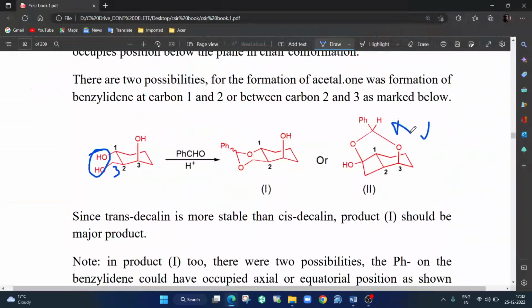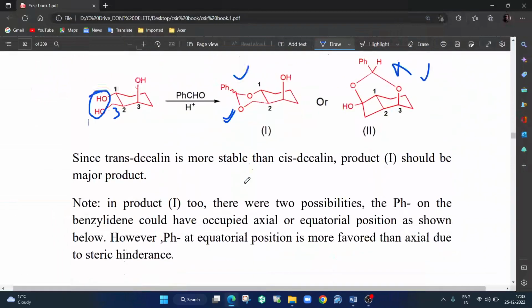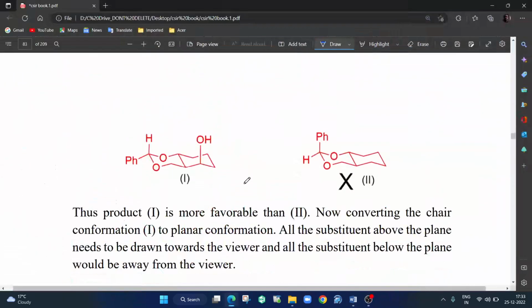But this is very unstable. This is cis-decalin, whereas this is trans-decalin. So it will form benzylidene on these two, 1 and 2, rather than 1 and 3. Okay, rather than 1 and 3. And very clearly we told also that this pH will not be in axial position. Here I have simply put this so that clarity is not there right now. We will try to understand, but basically it will remain in equatorial position, it will not go in axial position. Okay, so this is what will be there and not this.